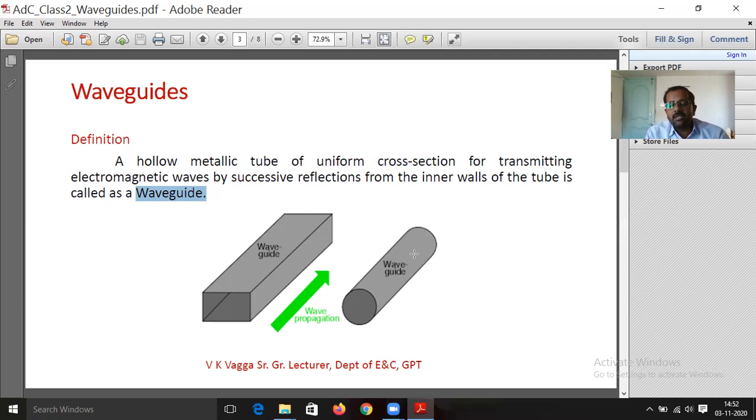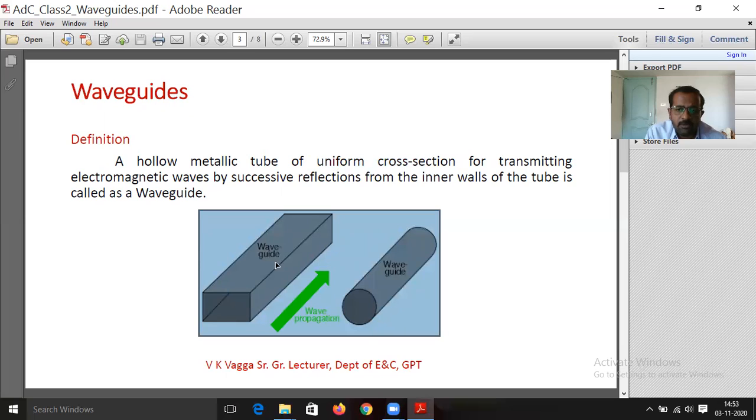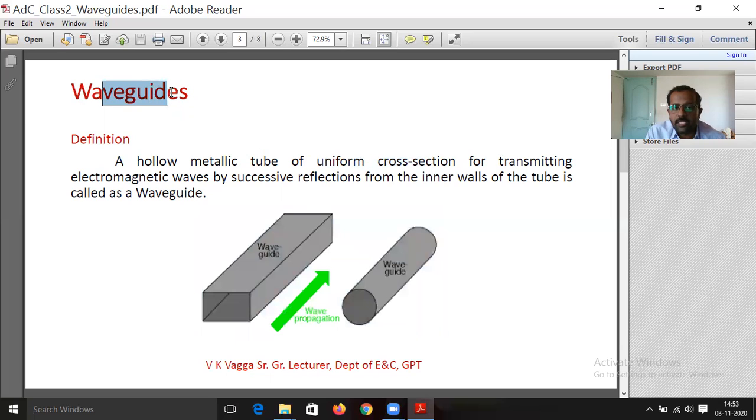If you take any pipe implemented with metal, it may be in a rectangular shape or it can be in a circular shape. You can see it in the diagram here. If you take an empty tube implemented with metal, and its internal space is the same across the entire length of the tube, it is called a waveguide.